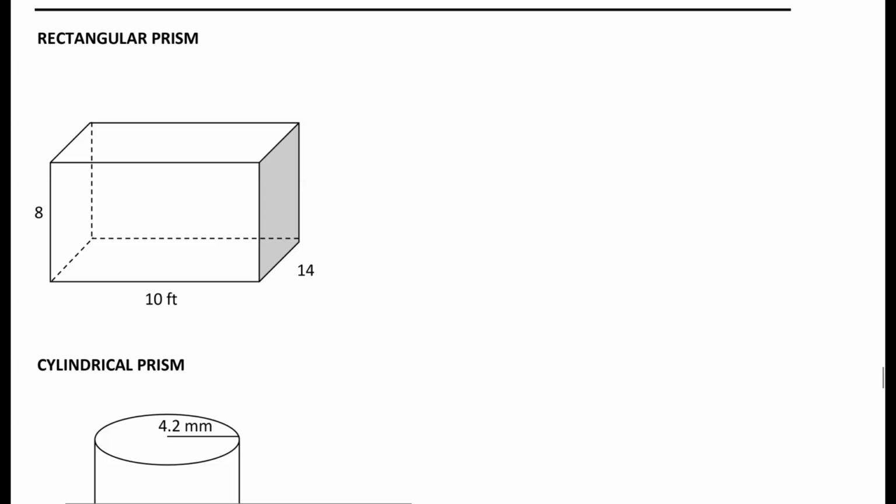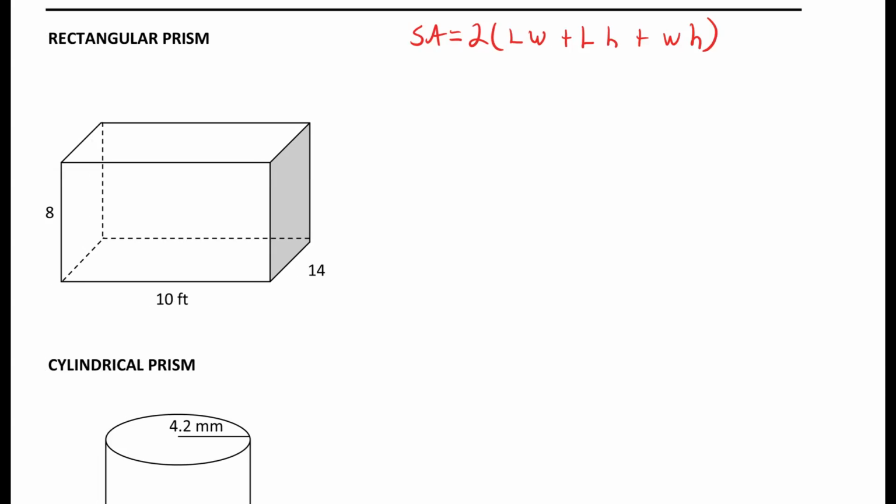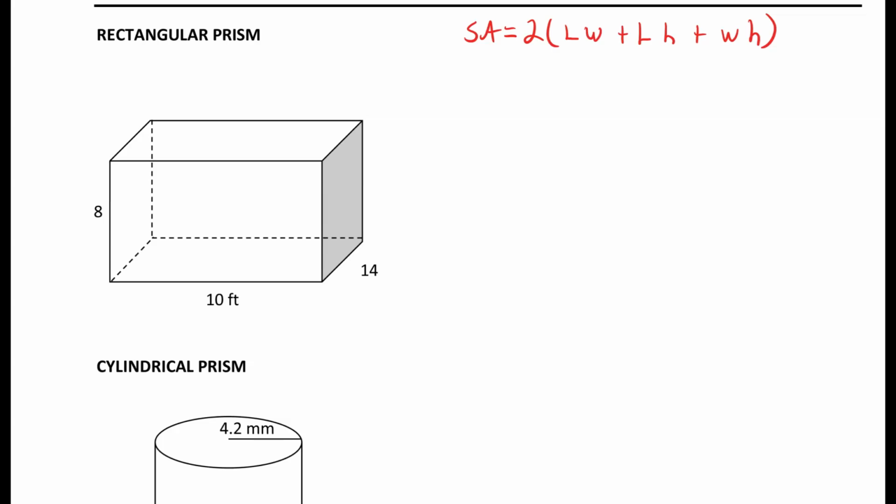So when we're looking at rectangular prisms, I'm going to start off with writing out the formula that we're going to be using. So we're going to be looking at surface area equals 2 times my length times width plus my length times height plus my width times height, then closing that bracket. So we want to look over at our diagram and label each one specifically so that when we're putting it into the formula, it's easy to follow.